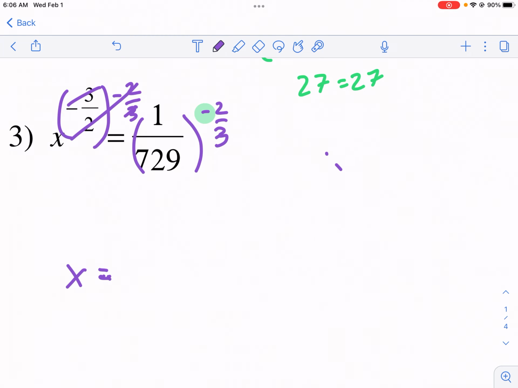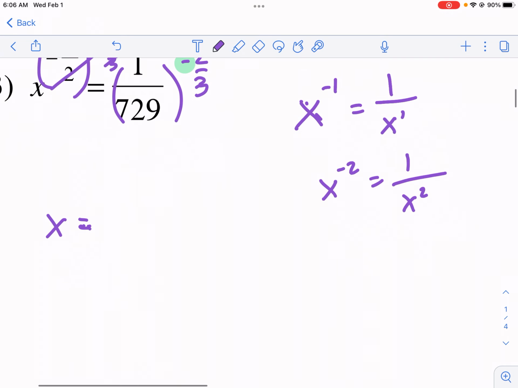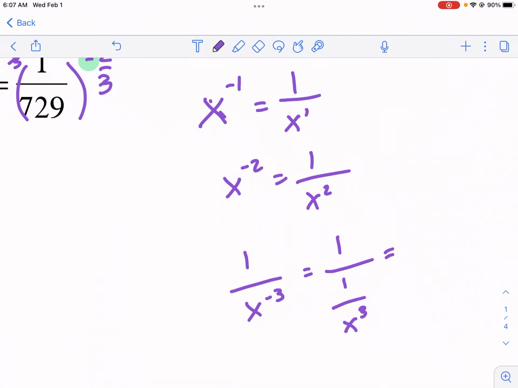Let me explain. If I have x to the negative 1 power, that means it's 1 over x to the first power. And if I have x to the negative second power, that's 1 over x squared. Likewise, if I have 1 over x to the negative 3, that would be equal to 1 over x to the third power, which coincidentally means x to the third over 1.